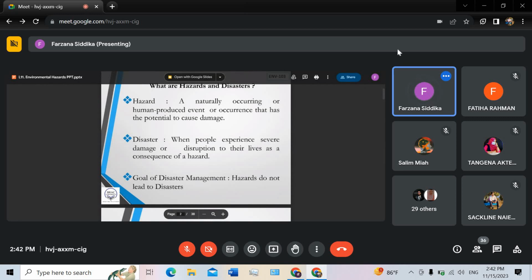ঠিক আছে, সো আমরা যেহেতু স্টপ করতে পারবো না এনভায়রনমেন্টাল ডিজাস্টারকে, কিন্তু আমরা হয়তো ওকে ম্যানেজ করতে পারবো, হ্যান্ডেল করতে পারবো। এবং আমরা যদি সাকসেসফুলি ম্যানেজ বা হ্যান্ডেল করতে পারি, তার মানে কিন্তু আমাদের ড্যামেজ বা ডিস্টারবেন্সটা কম হবে। দ্যাট ইজ দ্য মেইন পারপাস অফ দ্য ডিজাস্টার ম্যানেজমেন্ট, টু মিনিমাইজ দ্য ড্যামেজেস অফ দ্য disasters.